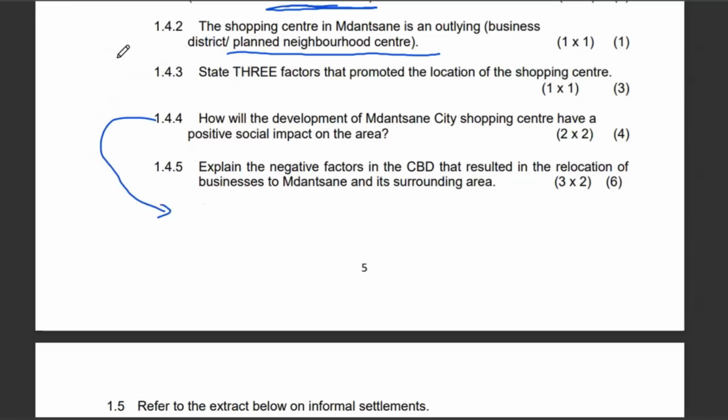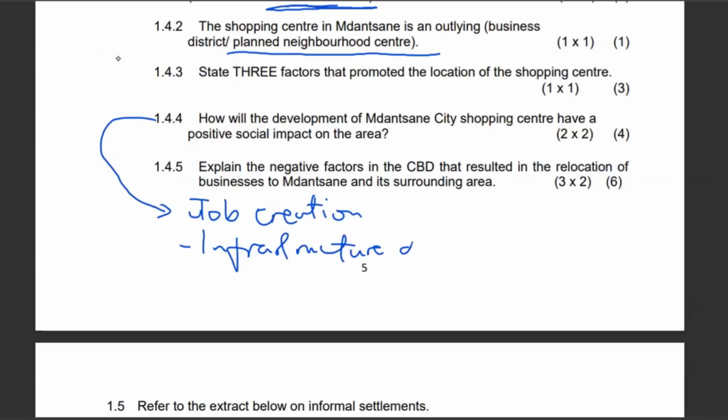So we can say because of that, there is job creation. People are going to benefit because there is job creation. Those businesses need people who are going to work for them. And automatically, they are going to employ people in the vicinity. And people are going to benefit. And also, infrastructure development. The area is going to have infrastructure being developed. Like, for example, roads are going to be developed or water facilities are going to be developed.